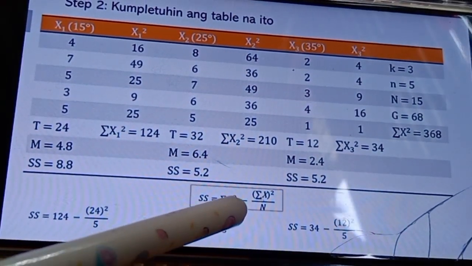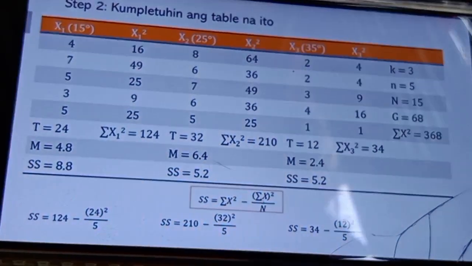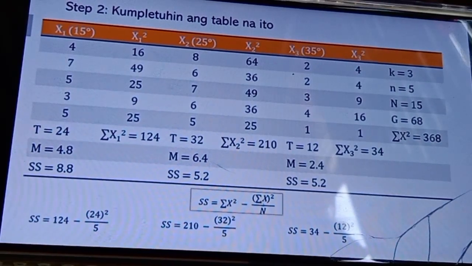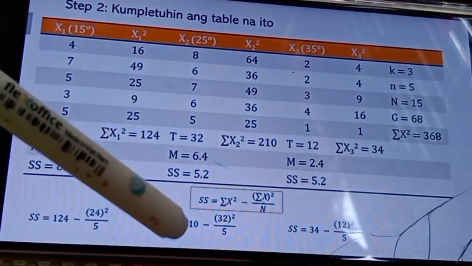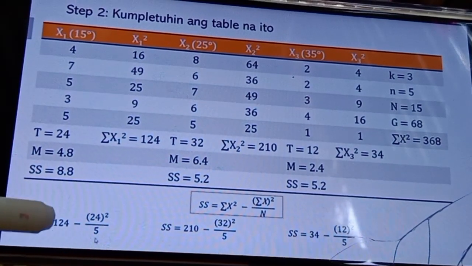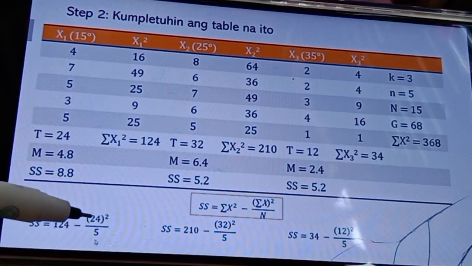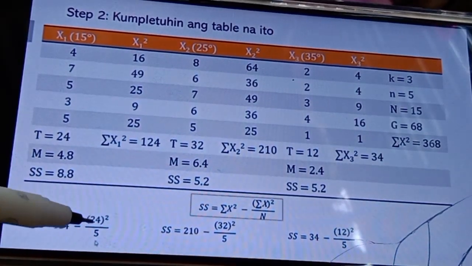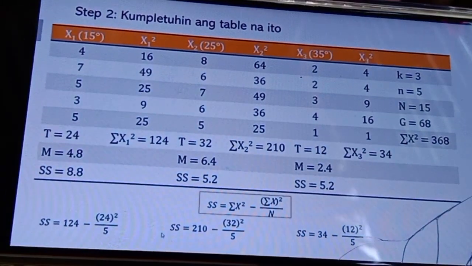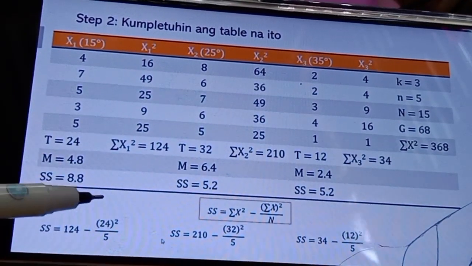Summation of squares is equal to the summation of x squared for that group minus the summation of quantities squared divided by n. 124 yung total nila minus 24 quantity squared divided by 5. Divided by 5 is equals to 8.8.